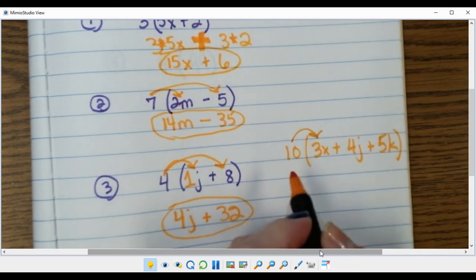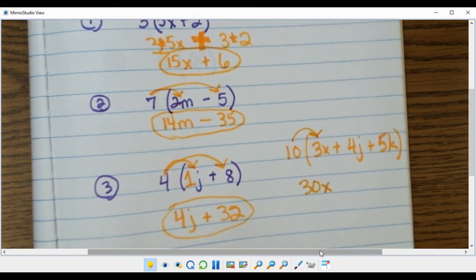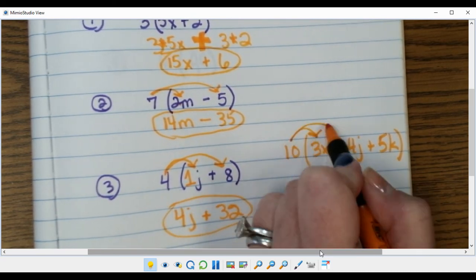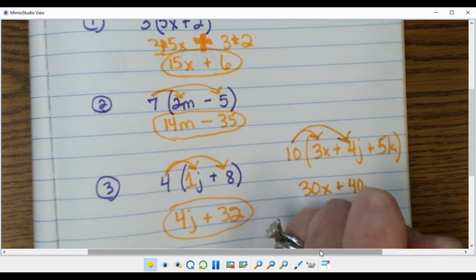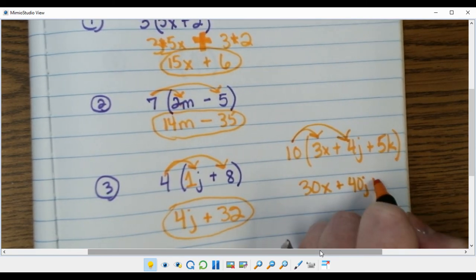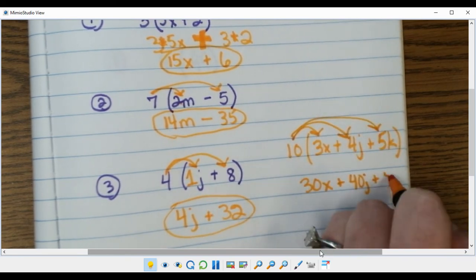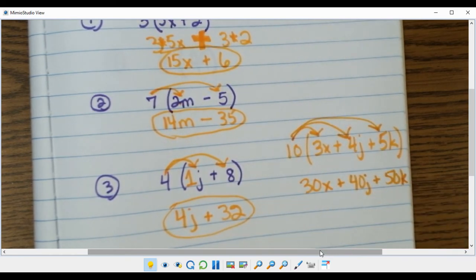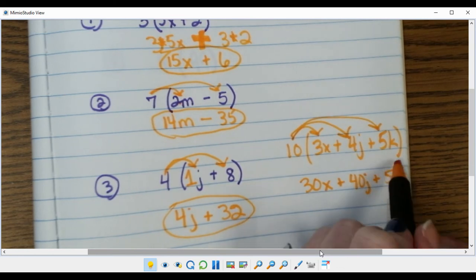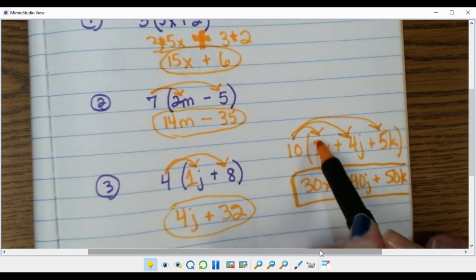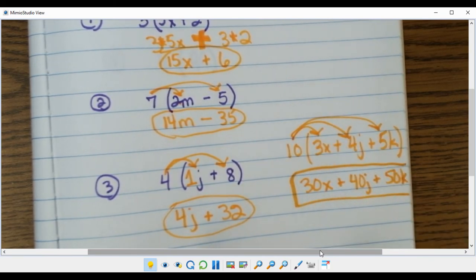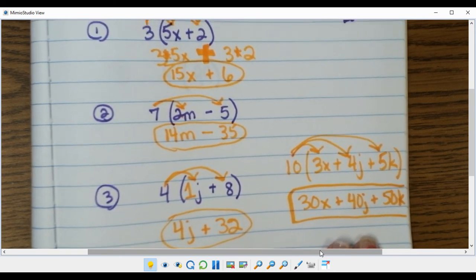So 10 times 3x, keep the plus, 10 times 4j, keep the plus, and 10 times 5k. That's it. Can't put them together. That's as much as we're going to do. If you would like to draw the arcs, I find them very helpful even as an adult. I think they would be helpful for you, especially in the beginning, because it really makes you focus on getting every one of them inside the parentheses. So that's how we're going to use this in algebra.